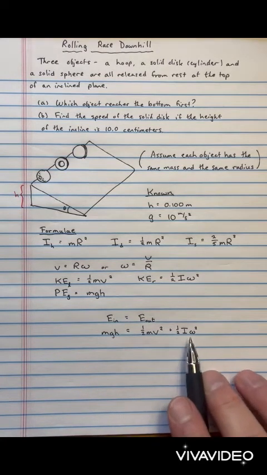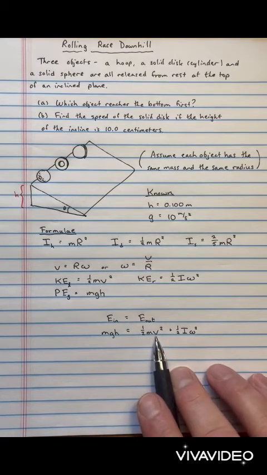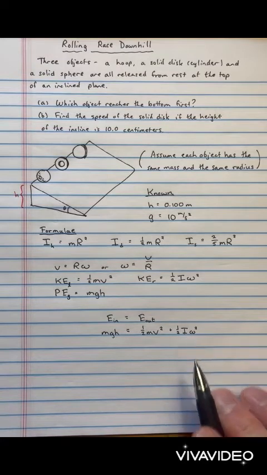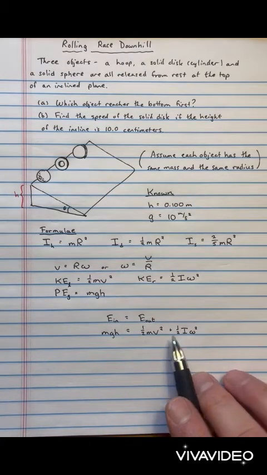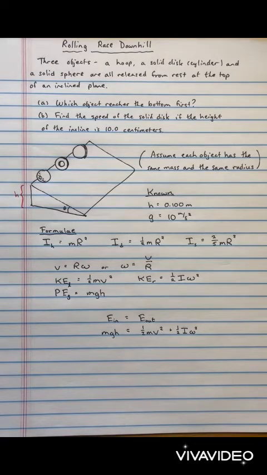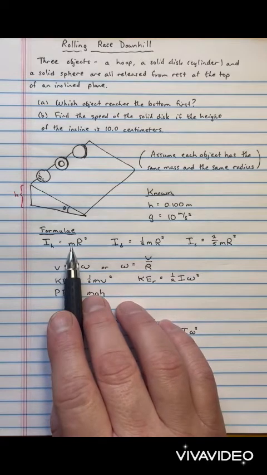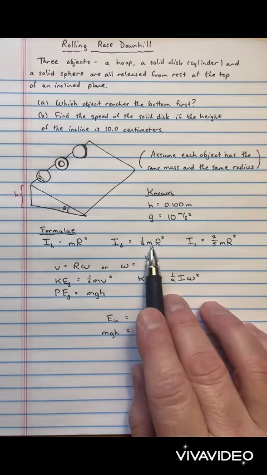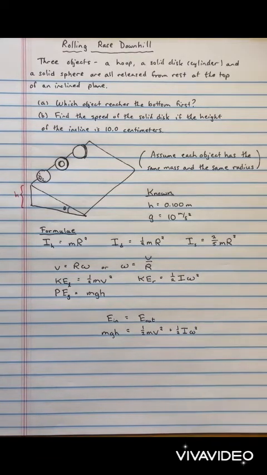So the larger this piece is, the smaller that piece ends up being, and therefore the smaller the speed. Which means the larger the moment of inertia, the slower it goes. The smaller the moment of inertia, the faster it will go. All right, so let's compare little formulas here. The hoop has a formula of mr squared. The disk has 1/2 mr squared. And the sphere has 2/5 mr squared.